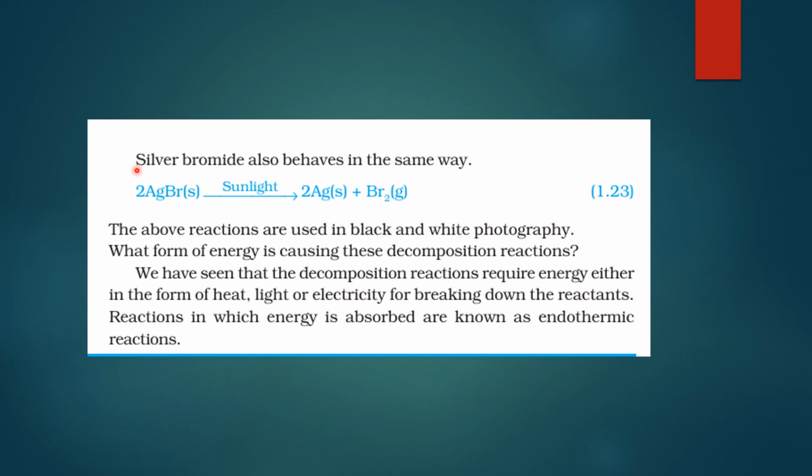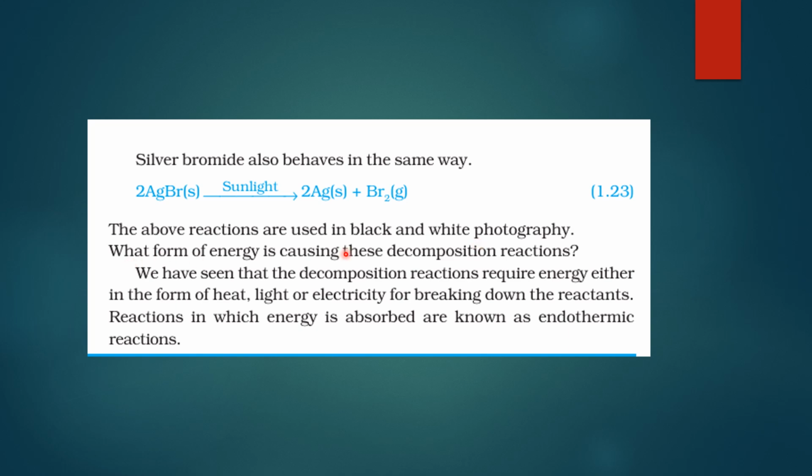Now, the behavior of silver chloride that you just saw, similar is the behavior of silver bromide also. Okay, so silver bromide is AgBr. If you take it in solid state and expose it to sunlight, it will give silver and bromine gas. So basically Ag plus Br2, which is in gaseous state. Now the above reactions are used in black and white photography. We used to use this in photography.